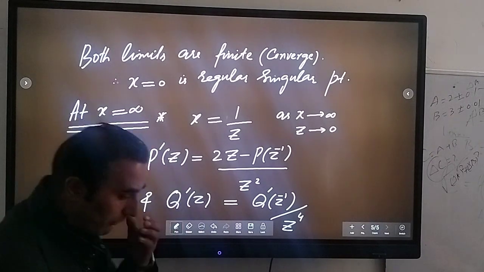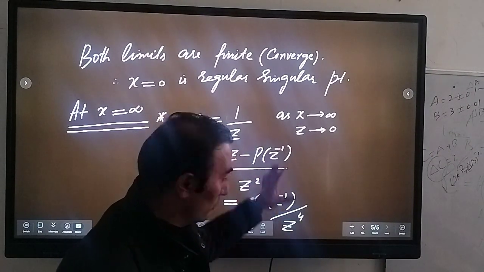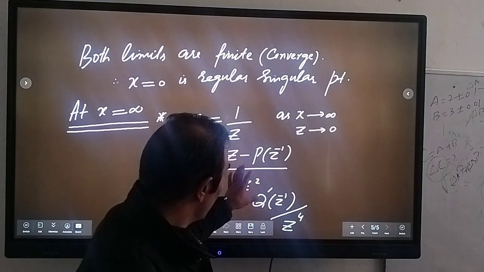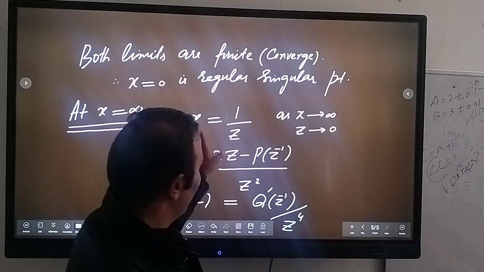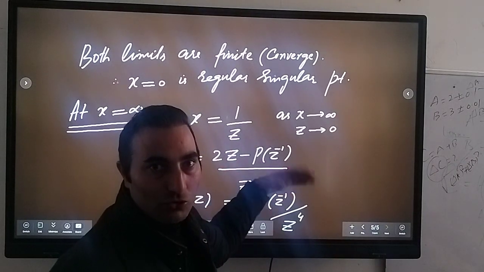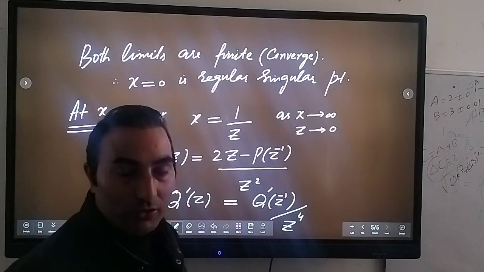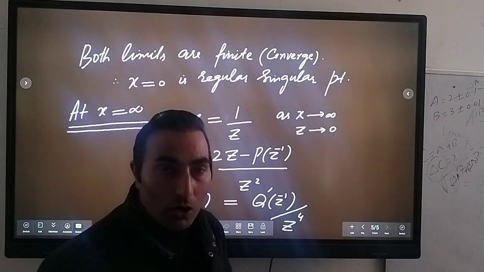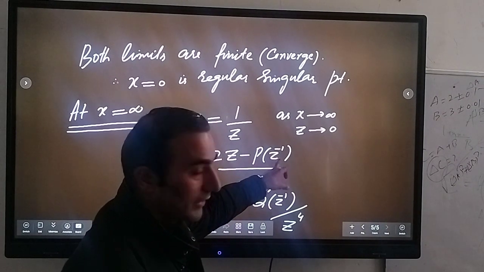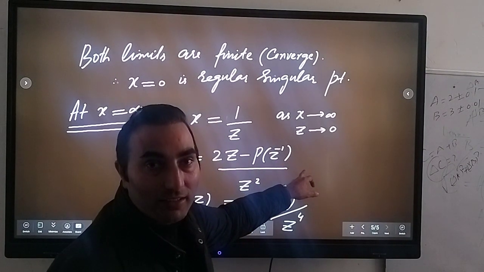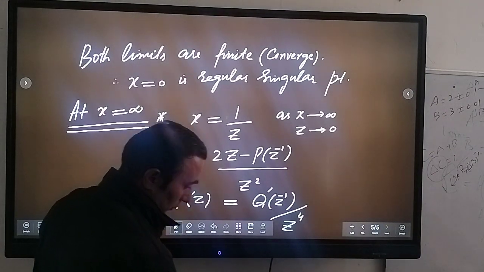So I have already taken a full lecture on this: how to transform this in terms of z, because we are doing this kind of transformation. We are saying that x should be equal to 1 by z. So we need to substitute in our original differential equation, and from there we calculate what's our p dash of z and q dash of z. After that we are basically getting p dash of z equal to 2z minus p z inverse. Z inverse means, because we have x inverse, you can write this way.